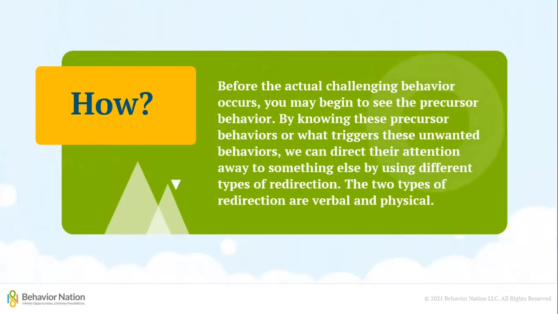So before the actual challenging behavior occurs, you may begin to see those precursor behaviors. By knowing these, we can direct their attention away from something else by using different types of redirection. The two types of redirection are verbal and physical.